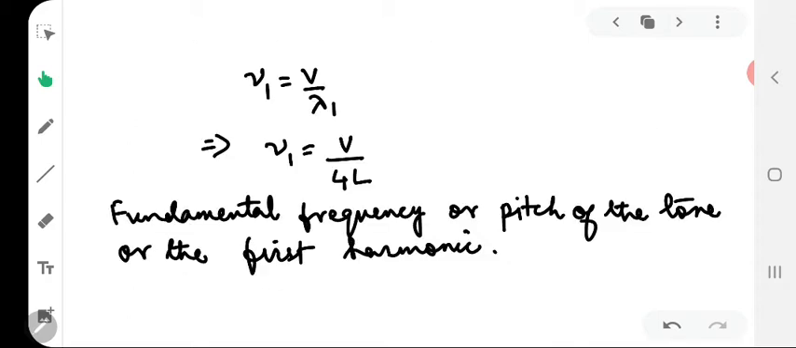So if nu1 is the frequency of the wave set up, then we may write down nu1 to be equal to V by lambda 1, or nu1 will be equal to V by 4L, as lambda 1 is equal to 4L. This is called the fundamental frequency or pitch of the tone, or the first harmonic.